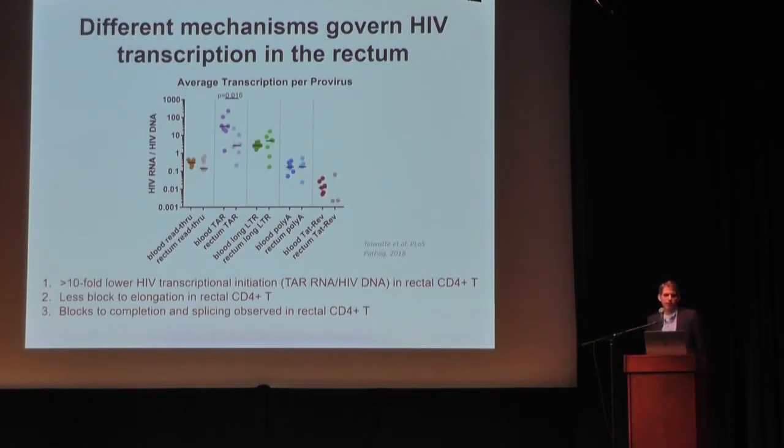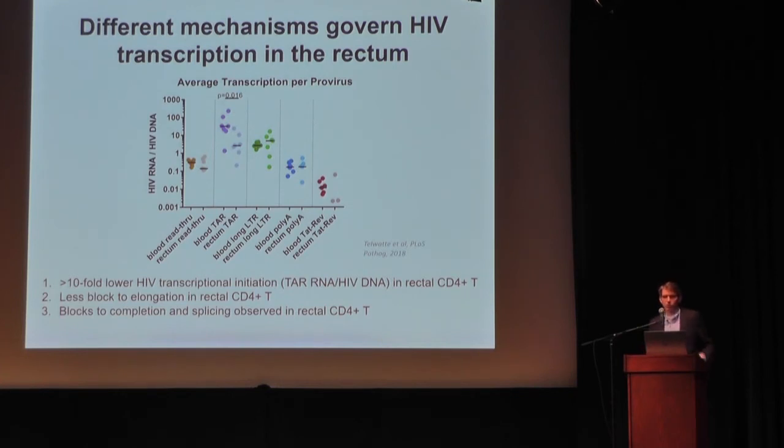We had some preliminary data to suggest that things might be very different in the tissues, especially the gut, which is where most HIV-infected cells reside, and that latency might be very different in the gut. And so to take a look at this, what we did is we took ART-suppressed patients, we got blood and gut samples from the same patients, and then we FACS sorted out the CD4 positive T cells from both blood and gut. We measured HIV DNA and RNA.